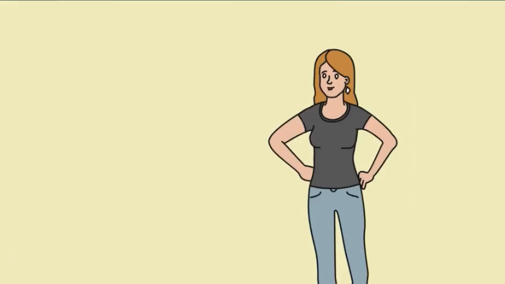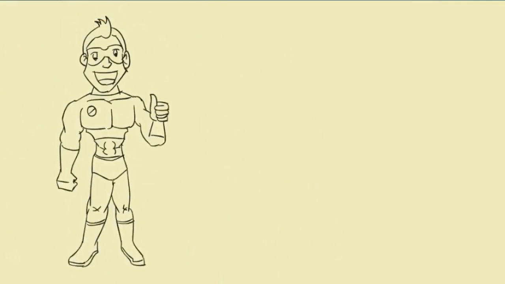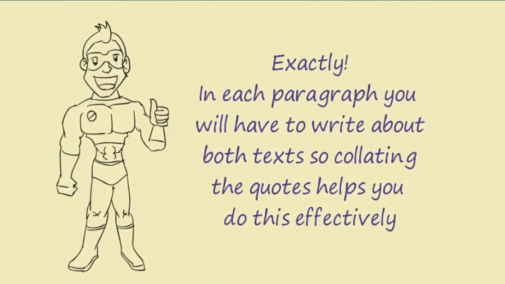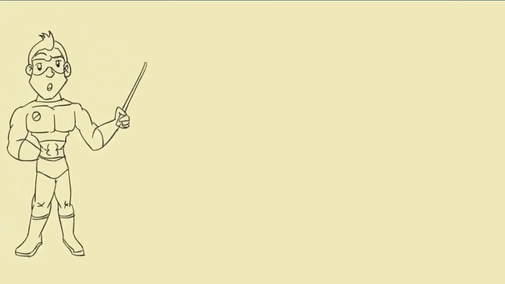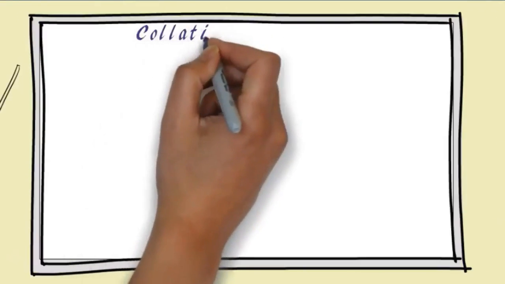So we need to start grouping those quotes. You know, it really is as simple as that. So you're standing there thinking, okay, so it can't possibly be that simple. Well, actually it is. It's that simple, because what you have to do in each paragraph is to write about both texts. You have to write about a similarity or a difference about both texts using those quotes to help you do that effectively.